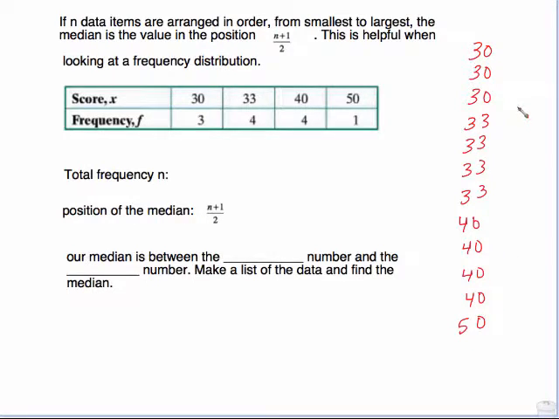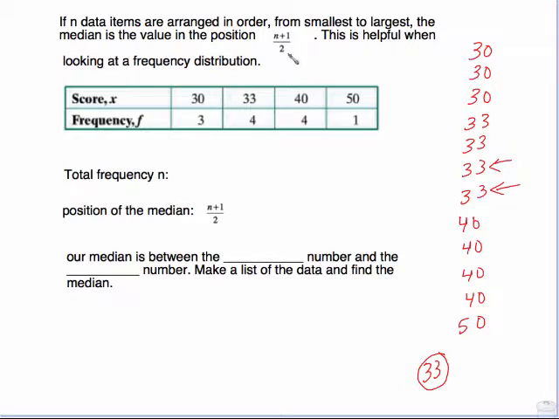We know from that previous screen there are 12 of these numbers. So if I count in half of 12, which is 6, 1, 2, 3, 4, 5, 6. Count this way, 1, 2, 3, 4, 5, 6. If I do the average of 33 and 33, well then it's going to be 33. So there's nothing wrong with doing it that way.